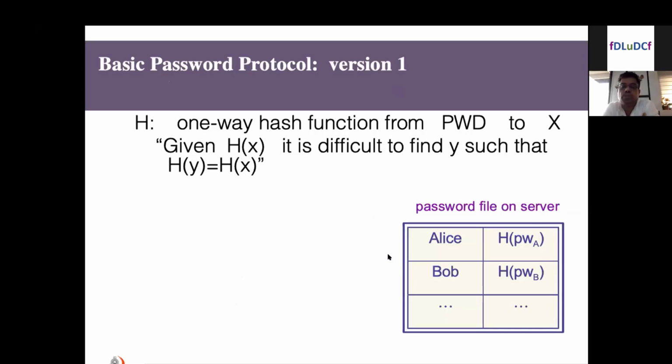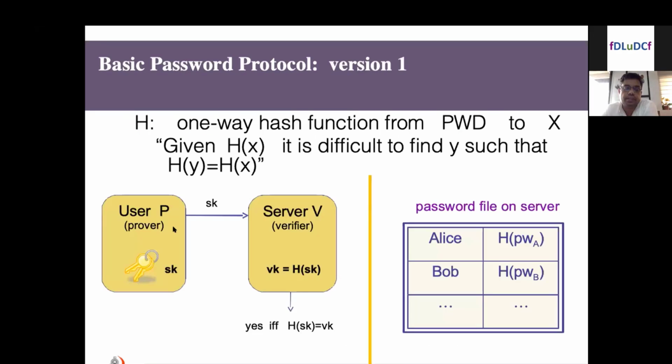The recommended method to store those passwords, or what we call the verification key, is a hash. So when the user creates a password, we calculate the hash of this password and store this hash in the user table. Then when the user wants to log in, what happens? The user types the secret key, and this secret key is transmitted to the server. The server calculates the hash of the secret key and checks whether this hash equals the verification key stored on the server. So what we store is the hash of the passwords.